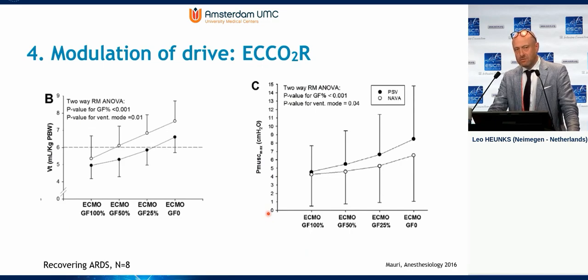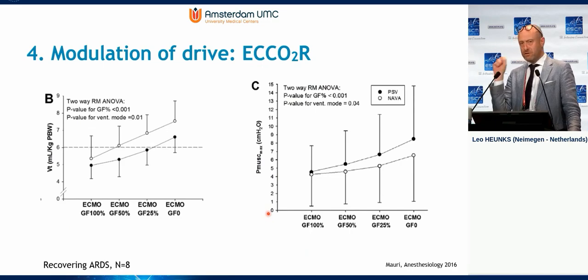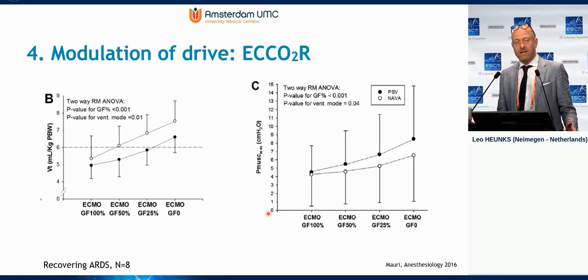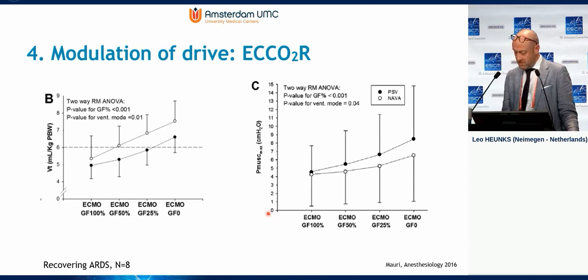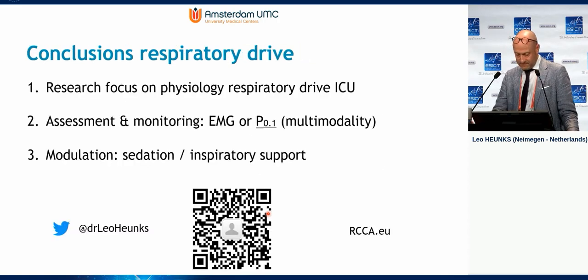And the last thing you could do, of course, a very strong determinant of respiratory drive is arterial pH. Not always, as I've shown you in my case, but very often it is, and extracorporeal removal of CO2 might be an interesting option to modulate drive as well.